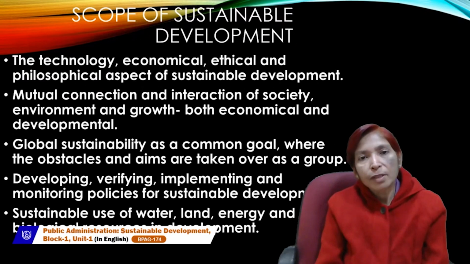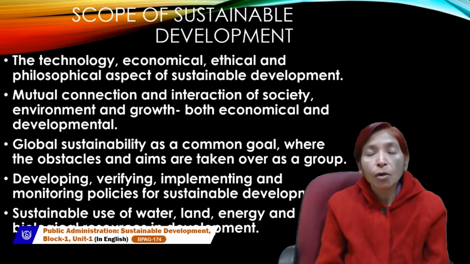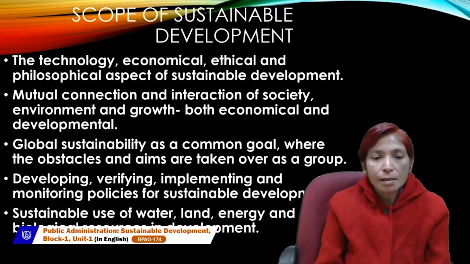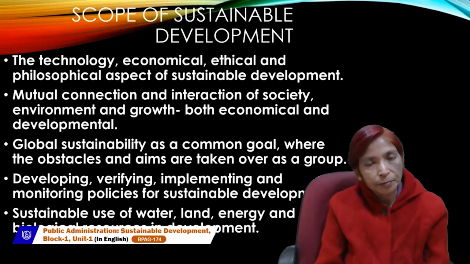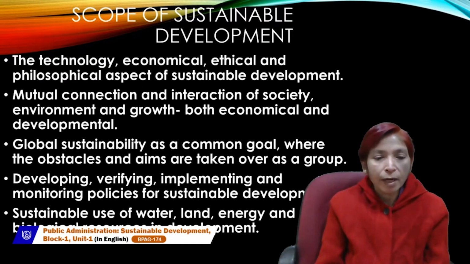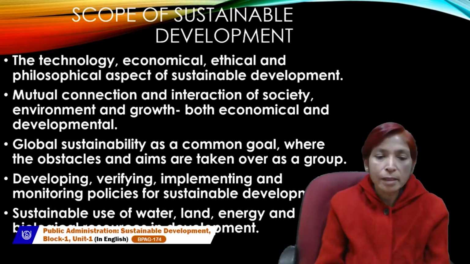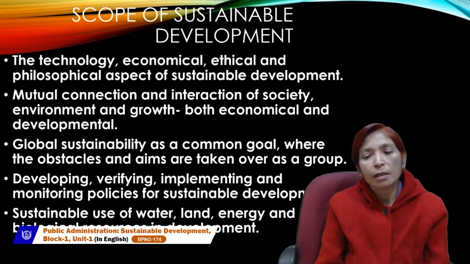Third scope of sustainable development is global sustainability as a common goal, where the obstacles and aims are taken on as a group. Fourth is developing, verifying, implementing, and monitoring policies for sustainable development.